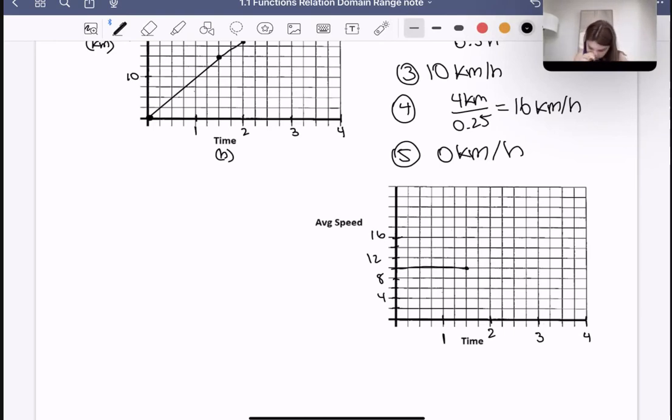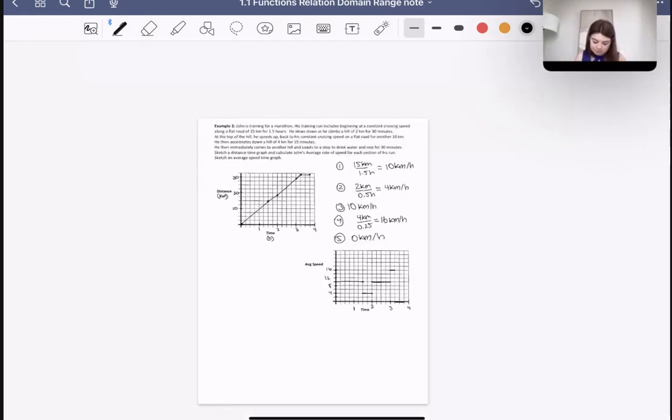After that, it goes down to 4 kilometers per hour for the next half an hour. So let's go down to 4 for the next half an hour. Then it goes back to 10 from hour 2 to hour 3. And then it goes to 16 for 15 minutes. And then it goes to 0 from 3 hours 15 minutes to 3 hours and 45 minutes. So down to there. And there we go.